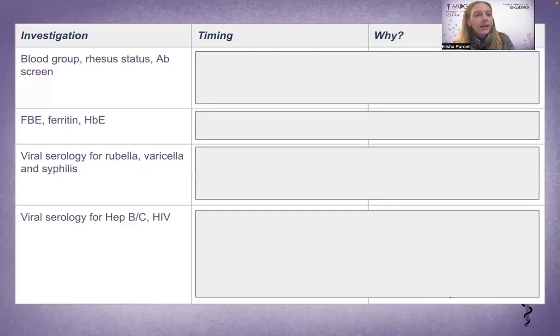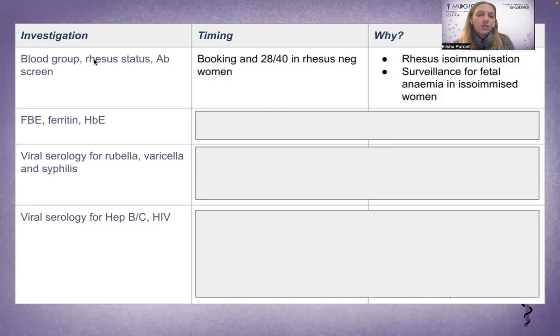So just a quick summary. I've just popped the investigations here. You have to know the timing, when do you do it, and then why you're doing it. So this group: blood group, rhesus status, antibody screen. As I said, booking in and 28 weeks in rhesus negative women. And this is your why.